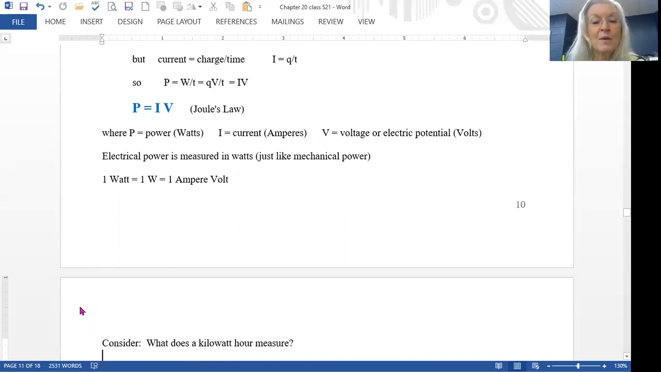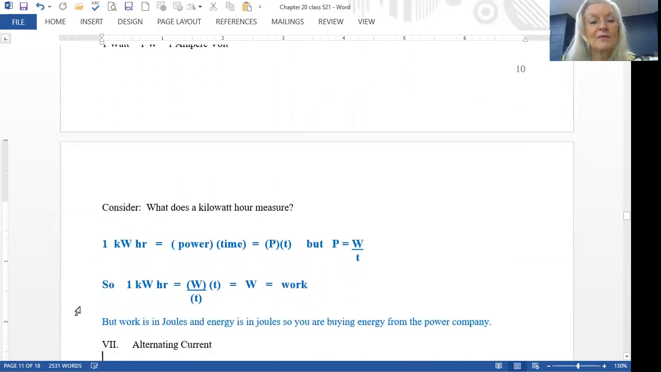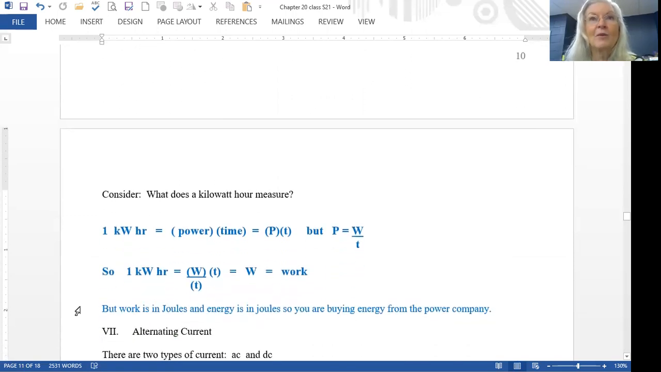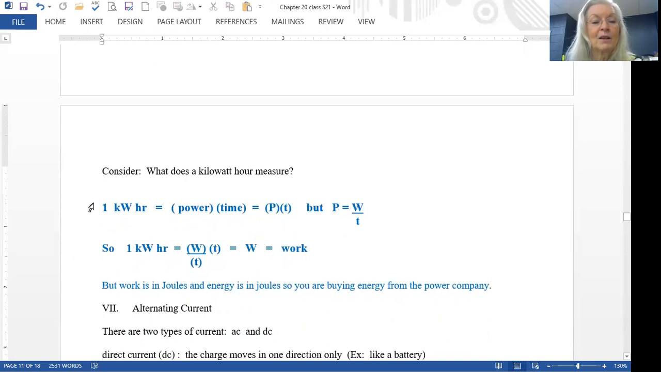So let's talk about what is a kilowatt hour. If you've ever paid your power bill, you may have noticed it's not Duke Power anymore, it's Duke Energy. And that's because the electric companies bill you in kilowatt hours. And what you're actually ending up buying is electrical work. And work is measured in joules, just like energy is measured in joules. So you're buying energy from it.